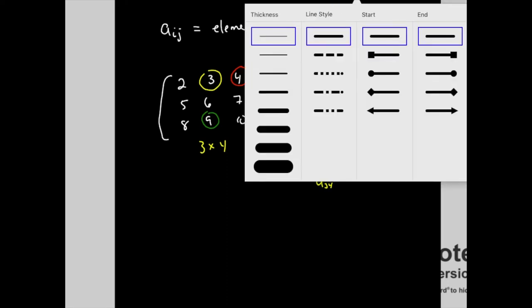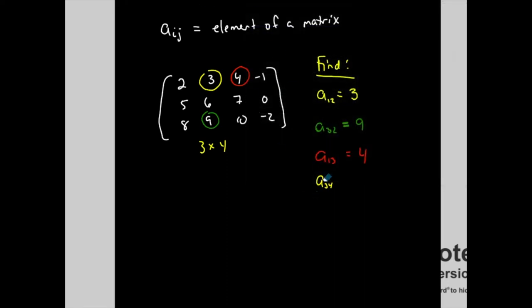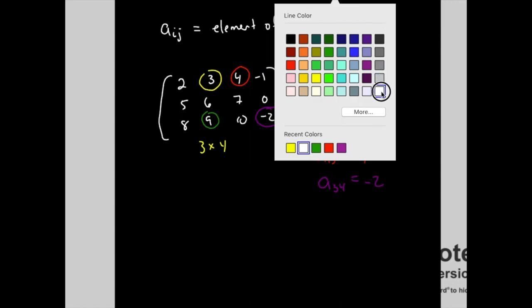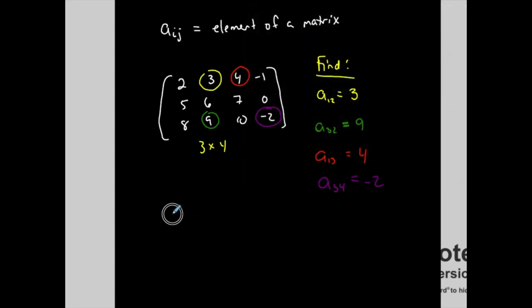Let's assume that I ask for the element A34. That's the element in the third row, fourth column. 1, 2, 3. Third row, fourth column. That is negative 2. So this is how we represent what we call the elements of a matrix. And I could list all of them: A11, A12, A13, A14. Sometimes what you'll see is, in general, a matrix represented A11, A12, A13, and so on, to A1n.